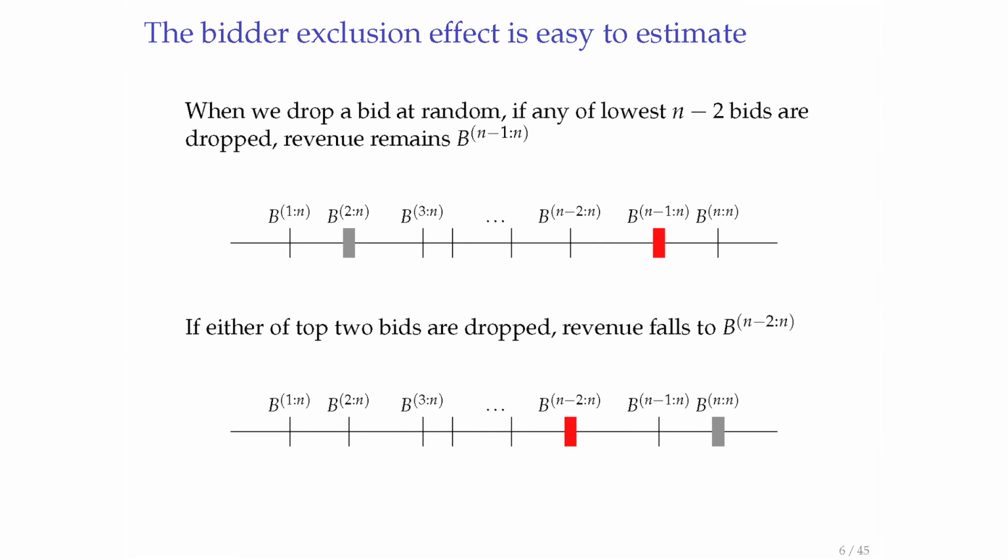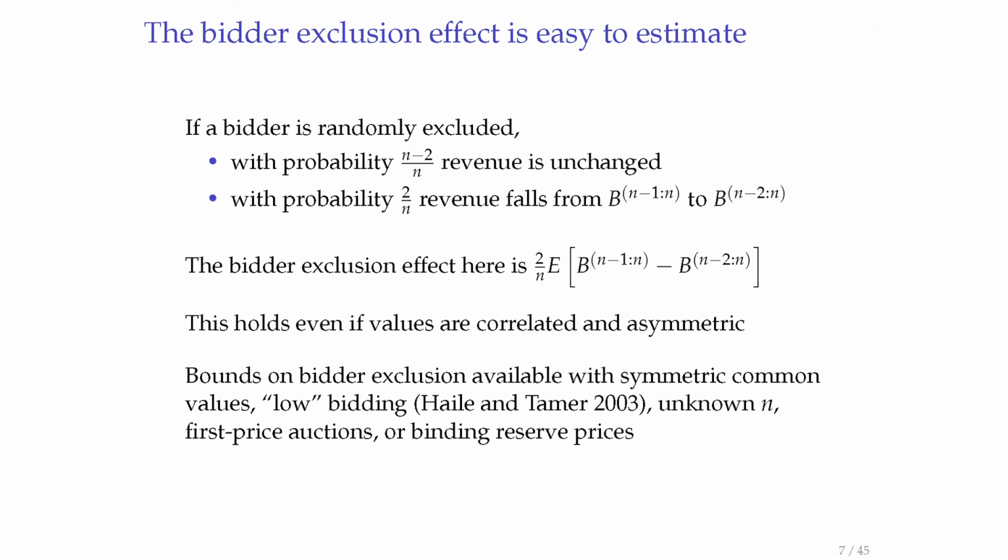If you were to remove one bidder at random, there's some chance that it would be one of the lower order statistics, and that would not change revenue at all. It would only change revenue if you removed one of the top two bidders, in which case revenue would drop to the third order statistic. So the chance that you pick one of the top two bidders is 2 over n, and the chance that revenue is unchanged is n minus 2 over n. So we can easily compute the bidder exclusion effect in this setting as 2 over n times the expected gap between the second and third order statistics.